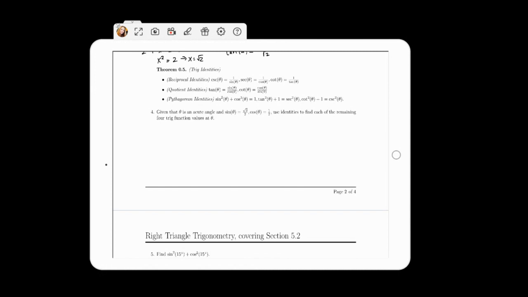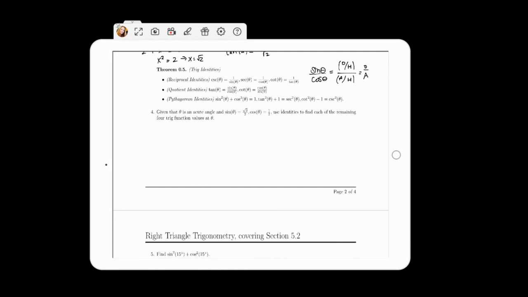We also have the quotient identity, so you might notice that if you take sine over cosine, this is opposite over hypotenuse over adjacent over hypotenuse. So the hypotenuse cancels and we just get opposite over adjacent. So that's why sine over cosine is tangent. Tangent is opposite over adjacent. And then cotangent, which is the reciprocal of tangent, must equal the reciprocal of sine over cosine, which is cosine over sine. So that's what this quotient identity is talking about.